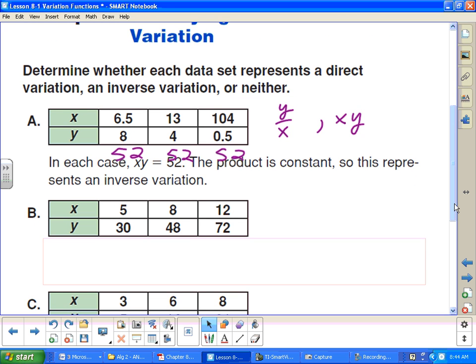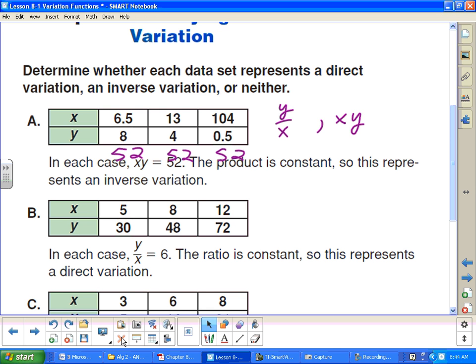Letter B. As x gets bigger, y is getting bigger. So that means that it could be a direct variation, but it can't be inverse. If it's direct variation, we can divide them. 30 divided by 5 is 6. 48 divided by 8 is 6, and 72 divided by 12 is 6. Because those are all the same, this is a direct variation, because the constant ratio is 6 for each of them.